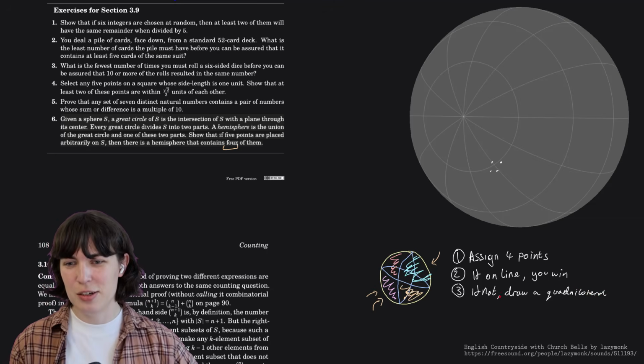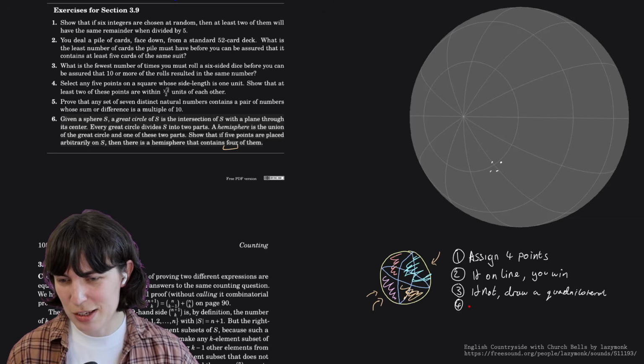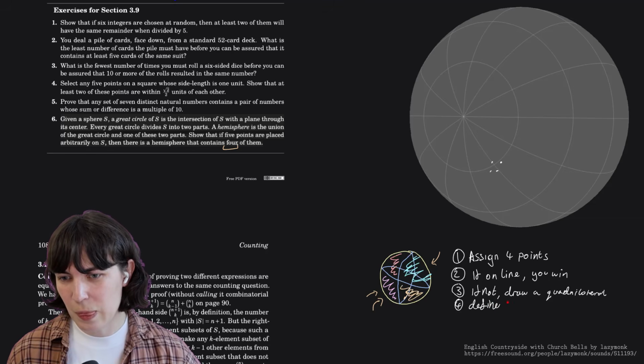Quadrilateral. Gosh, that's embarrassing. Okay, draw a quadrilateral. Connect the opposite corners. Basically, we draw, we define the hemisphere. I should probably be noting this down.